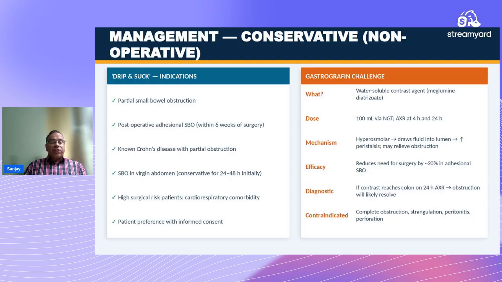For small bowel obstruction in a virgin abdomen, that means a patient who has not undergone any previous surgery, who comes to you with a partial small bowel obstruction, you can give a trial of conservative management for at least 24 to 48 hours. Any patients who are at high risk of surgery, like patients with severe cardiorespiratory comorbid conditions, where the outcome of surgery may not be so optimal, you can give a trial of conservative management. Sometimes patient preference after informed consent would also make you give a trial of conservative management.